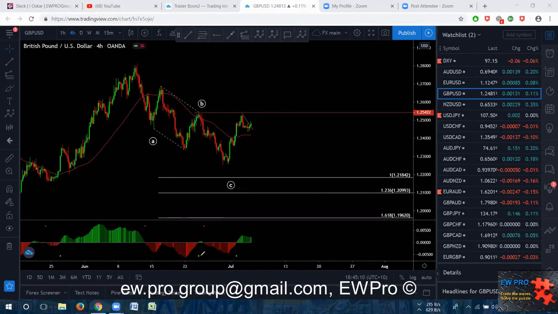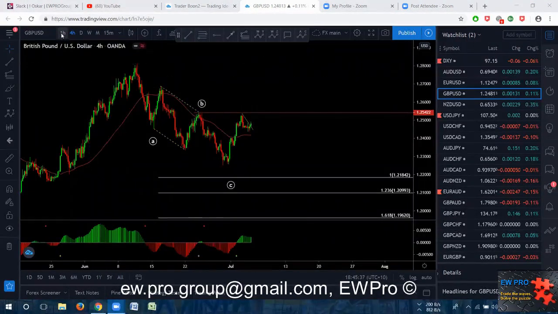Now, when we have a look at this GU, we do have potential bear hidden divergence here. Now, it's not confirmed. The H4 bear hidden divergence isn't confirmed, because we haven't broken this top. We haven't broken this top. So we do have the potential of the bear hidden divergence, but it's not confirmed.